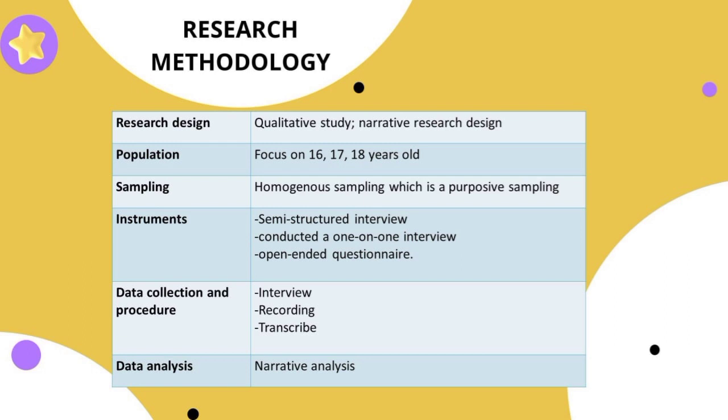The researcher attempts to use homogeneous sampling, which is a purposive sampling. The instrument used in this research is a semi-structured interview, conducted as a one-on-one interview with an open-ended questionnaire. The data analysis that will be used is narrative analysis.